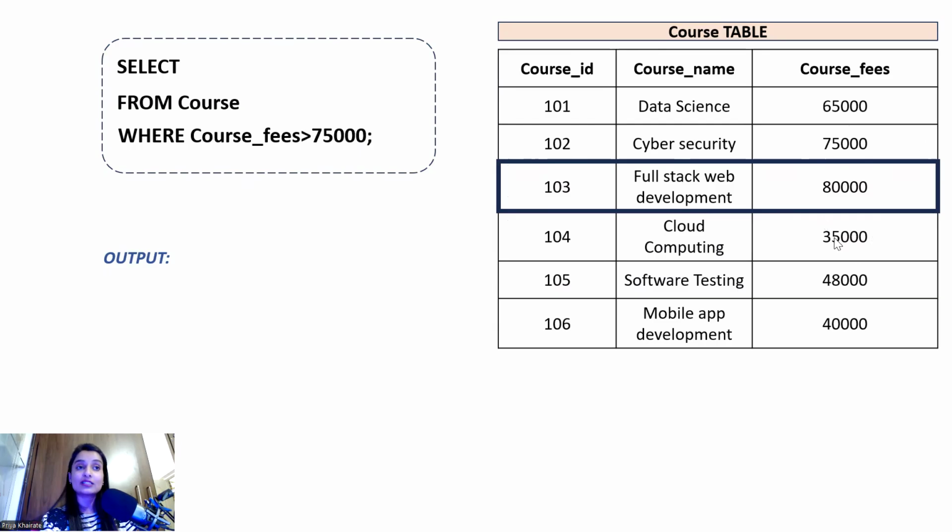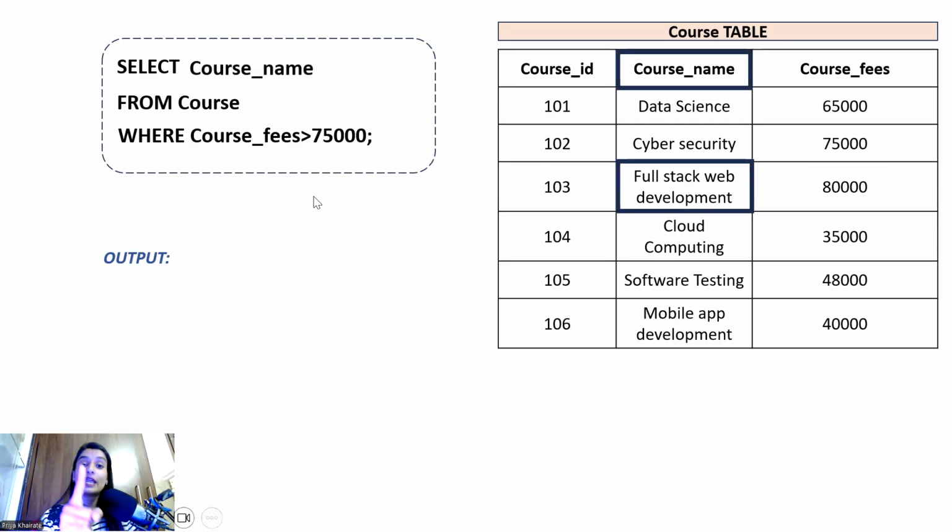It will check next 35,000. Is 35 greater than 75? No. 48 greater than 75? No. 40 greater than 75? No. So all other rows it won't target. Wherever course fees is greater than 75, it will target only that record. What do you want to select? I have targeted the row. Should I display course ID, course name, course fees, all the details for this row? Let's check. I am telling no, you select only course name for this row.